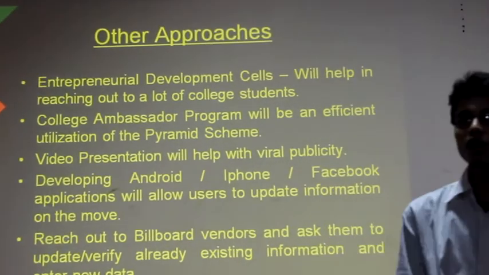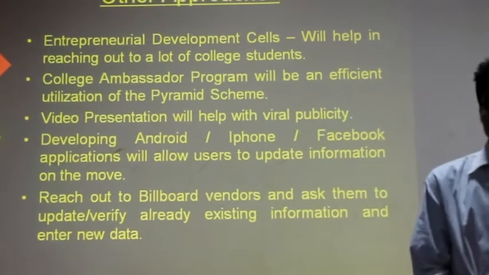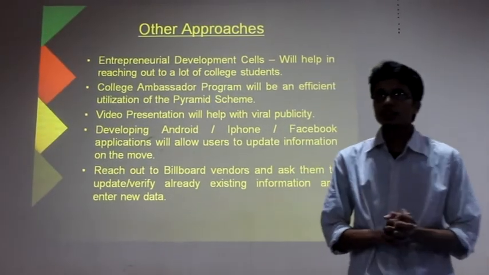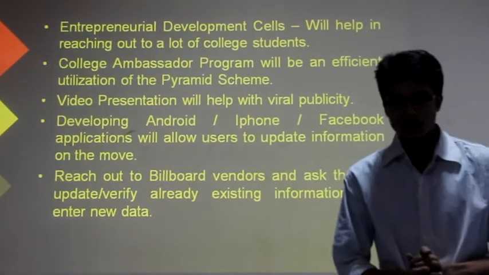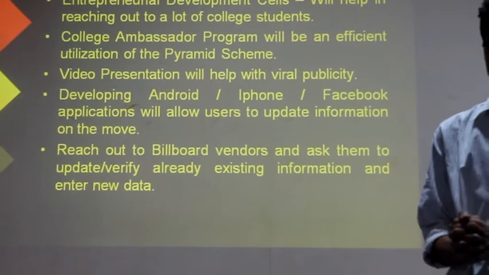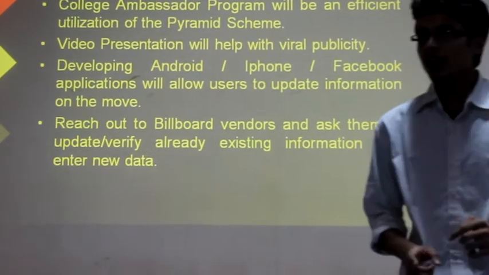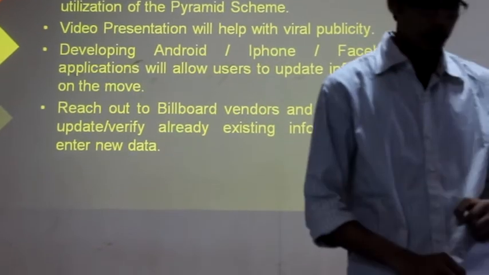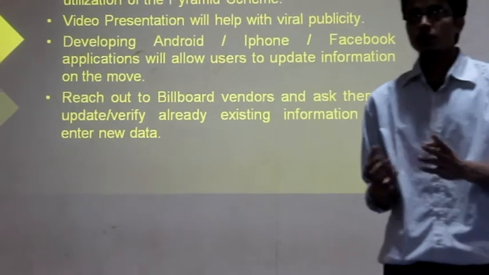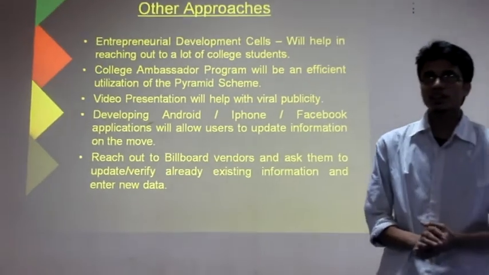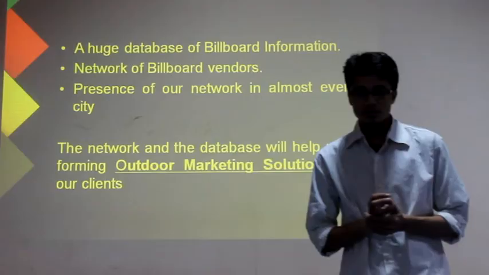The other approaches, first is the entrepreneurial development cells, which will help us in reaching colleges all over the country. The college ambassador program, in which the college ambassador publicizes our project in his or her college. The video presentation will help us with viral publicity. Then developing Android, iPhone and Facebook apps will help users to update billboard information on the go. And finally, we will reach out to billboard vendors and we will ask them for their support to update the information already existing and enter new data if available, with valid proof of course.